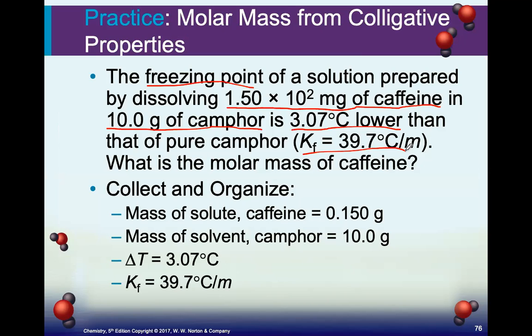So if we cannot look up the caffeine formula, we should be able to calculate the molar mass from what they have given us. This is an experiment, and this is the data they have obtained. The mass of caffeine is 0.15 grams. The mass of camphor is 10 grams. The delta T is 3.07. The Kf is 39.7. So we have two masses, the delta T and the Kf.